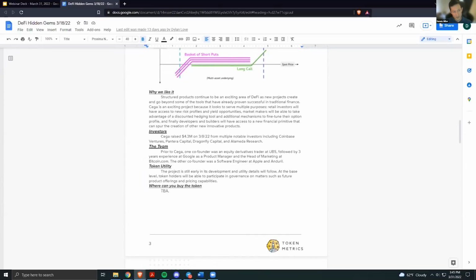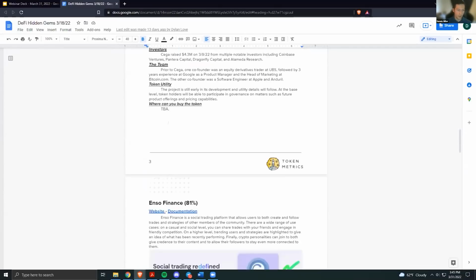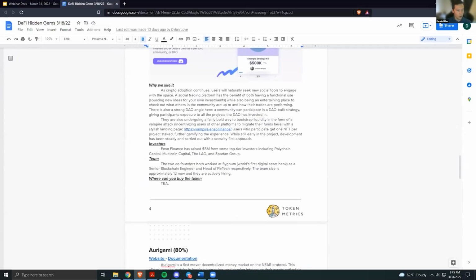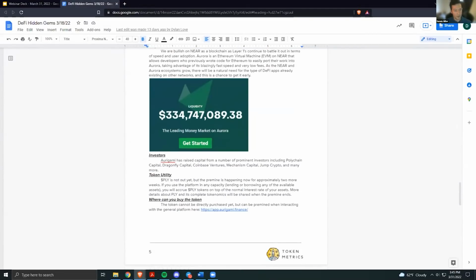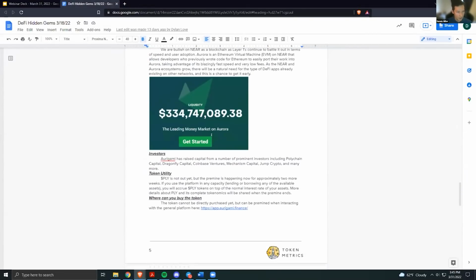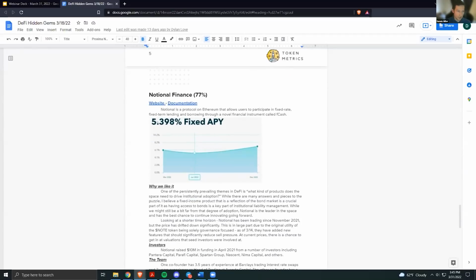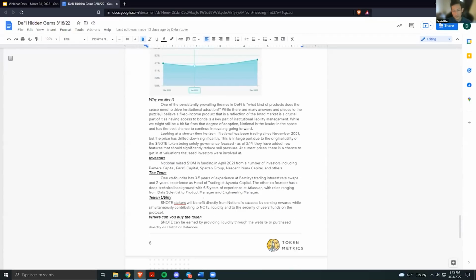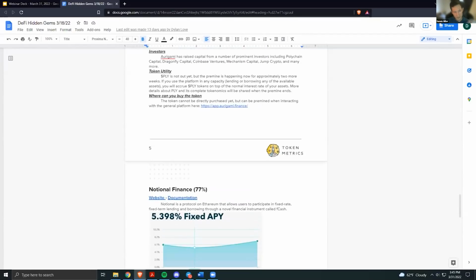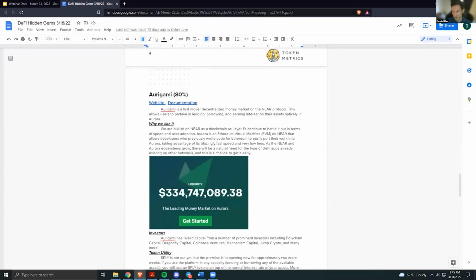And then finally, once again, if the project's already out, then we mention where you can go to actually pick up the token. So these reports just come straight to your inbox, and they give you something to learn about, something to read, and something to potentially research further if you're looking to make investments in the DeFi space.